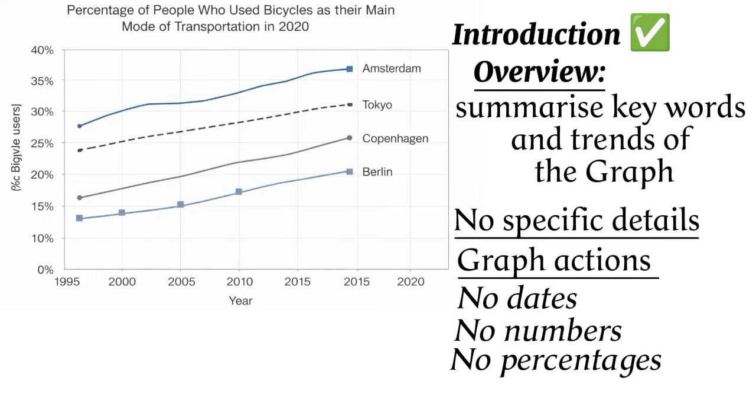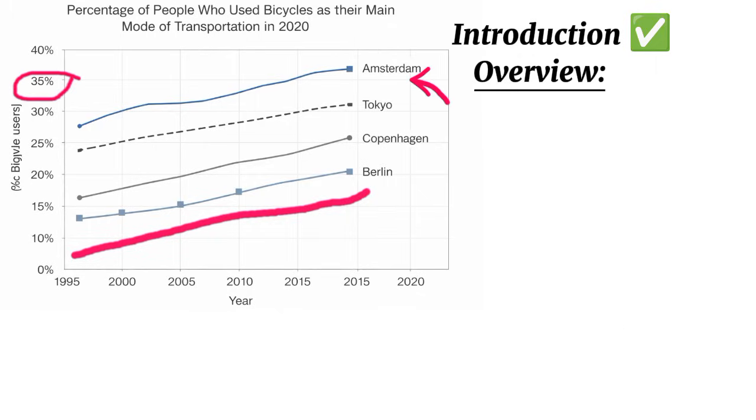So let's take a look at the key features on our graph. It's easy to note that bicycle use in all 4 cities increases steadily over time. Amsterdam had the highest percentage of bicycle users, while Berlin remained the lowest. So, those are our 3 key features.